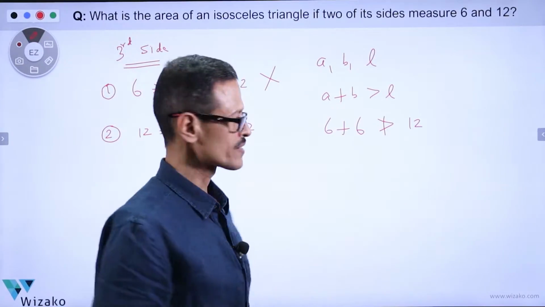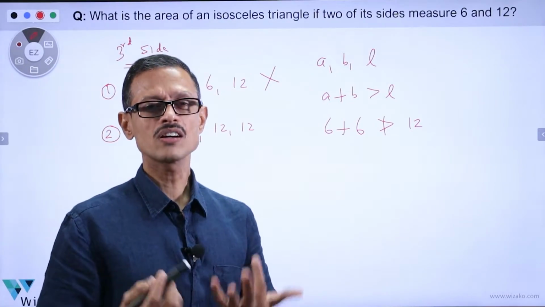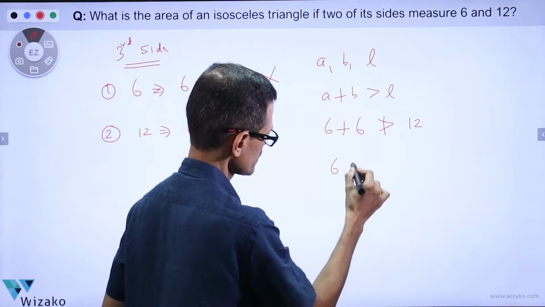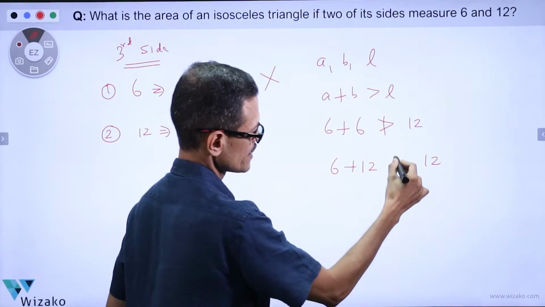Let's check whether the second one is feasible. The three sides are 6, 12 and 12. The longest side is 12, so the other two sides are 6 and 12. So 6 plus 12, is it greater than 12? 18 is greater than 12.